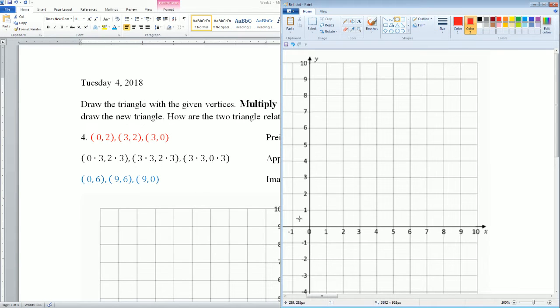Alright, so 0, 2. 0 in the x, 2 in the y. That's the first one. The next one, 3, 2. So 3 in the x, 2 in the y. Next one, 3 in the x, 0 in the y. So, good. Then I'm going to connect them. It looks like it's a right triangle.